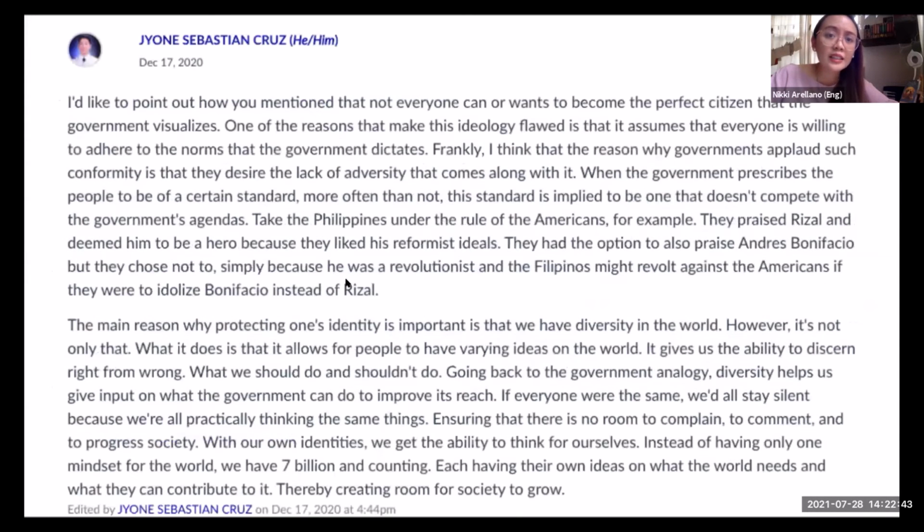So, okay, here is another example of another student who just replied to someone else. This is about a poem called The Unknown Citizen. And as you can see, he really tried to take the discussion forward. So I'd like to point out how you mentioned, etc., etc. I won't read through it anymore.